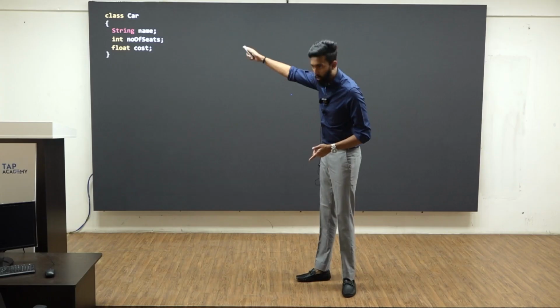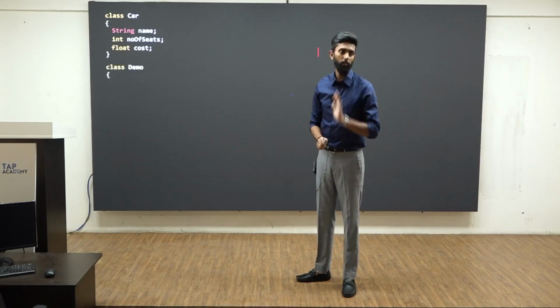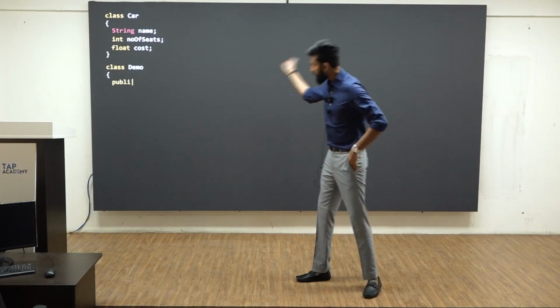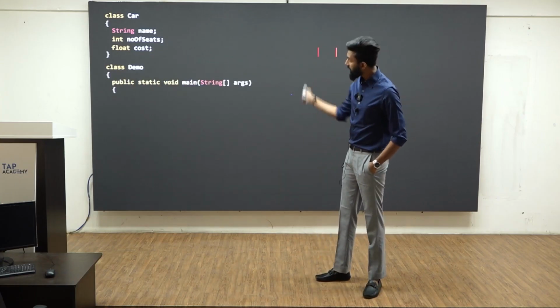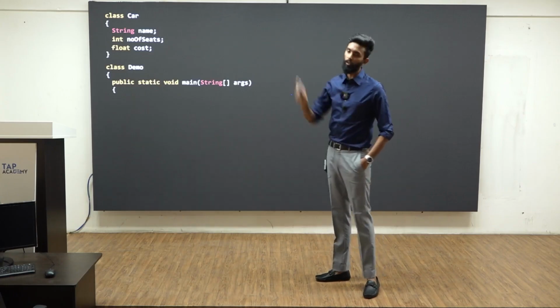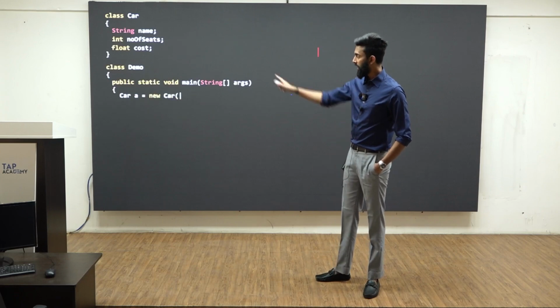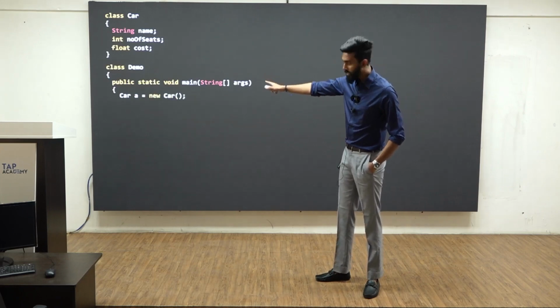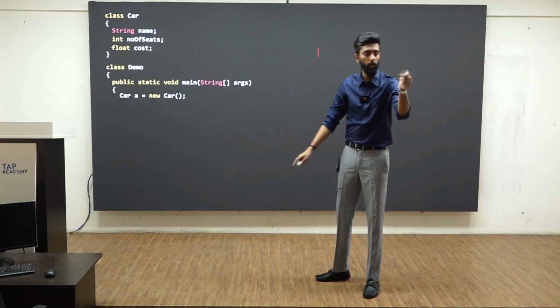Again, I will not mix code. I will create a separate class. I will call this class as demo. Inside that I will create main method, public static void main of string args. Inside that main method I will create object of the class. Understood? How, sir? Like this. New. Who gets activated? JVM. Which class is object? Car class is object. I will give it a reference A. A is of type car.